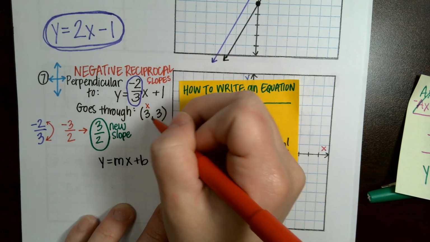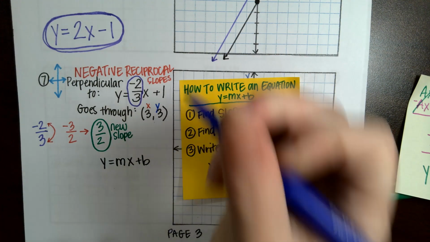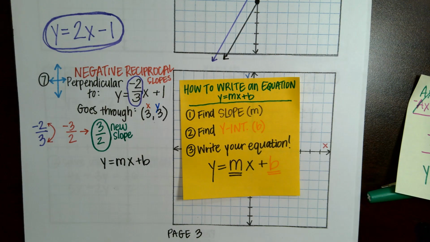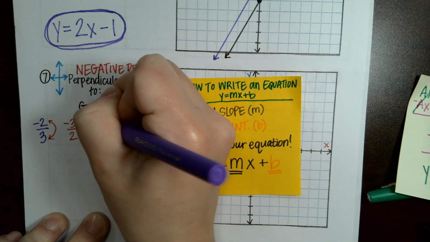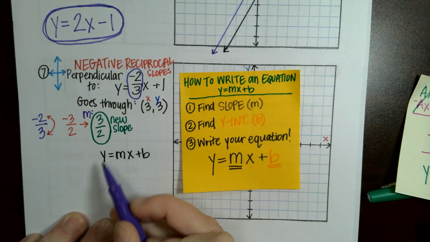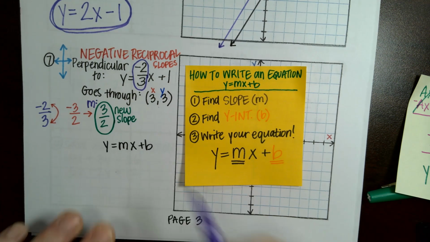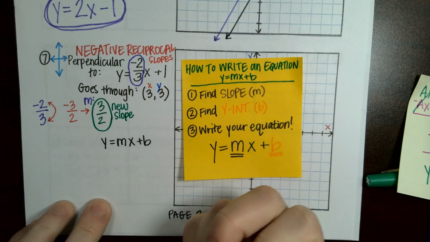I see I have a coordinate here, so I have an x. I have a y. And my slope here, 3 over 2, this is an m. So I have a y, an m, and an x. If I just plug those in, I can find my b. All right? So what am I going to write for y?